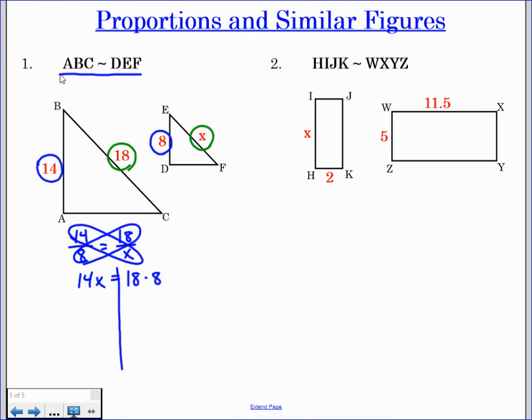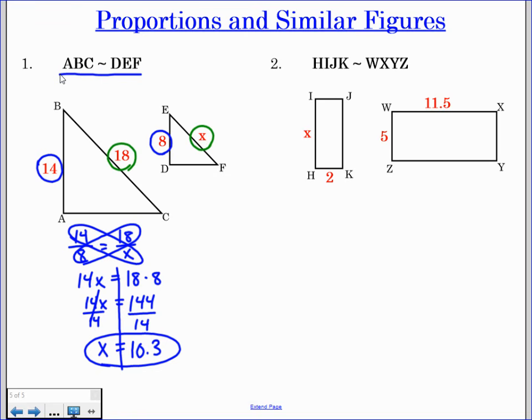Let's go ahead and solve this. I'm going to leave the 14x alone for right now. 18 times 8 is 144. I would divide by 14 to get x by itself. And that gives me a value for x of 10.3. That is rounded to the nearest tenth. So our solution here is x is about equal to 10.3.